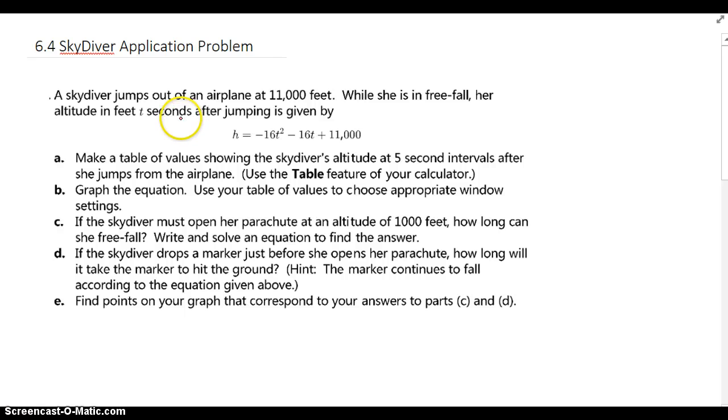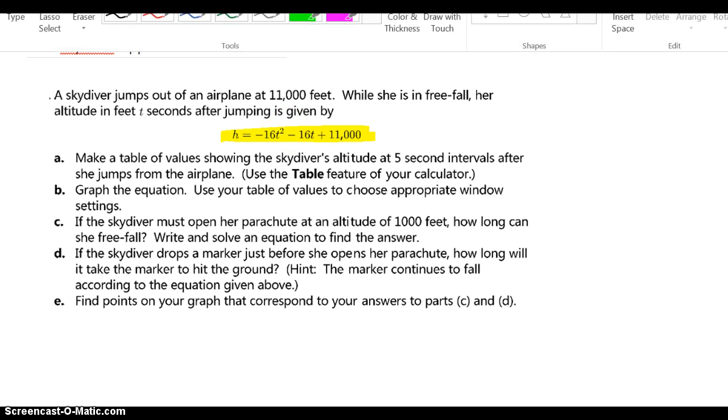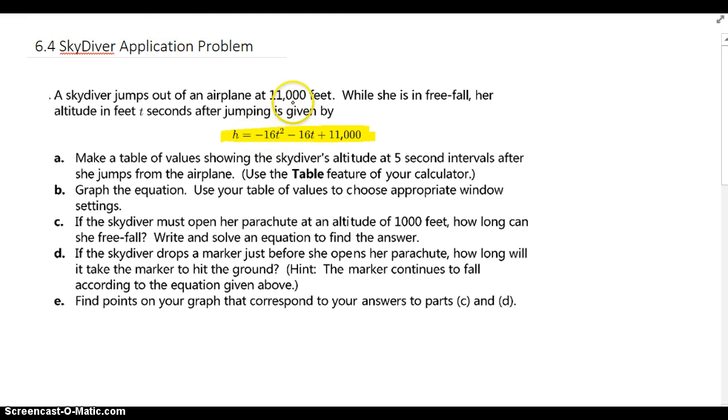A skydiver jumps out of an airplane at 11,000 feet. While she's in free fall, her altitude in feet t seconds after jumping is given by this equation. So this is our equation. We know it's going to be a parabola that opens downwards, and we know that because of the negative leading coefficient. So parabola opening downwards, that's how much we know.